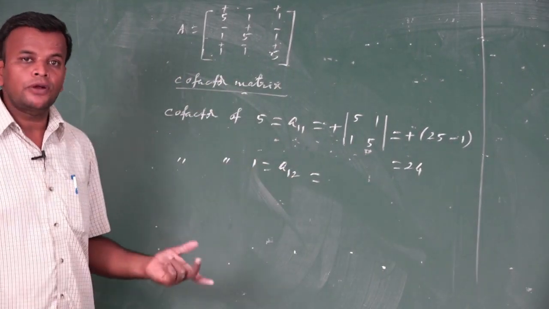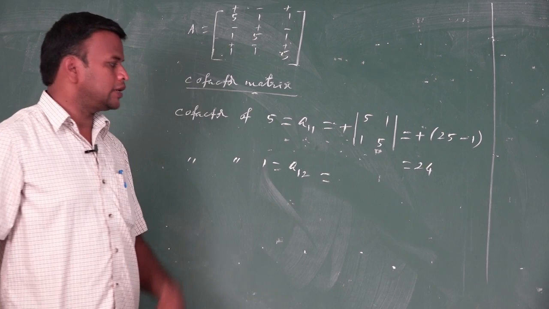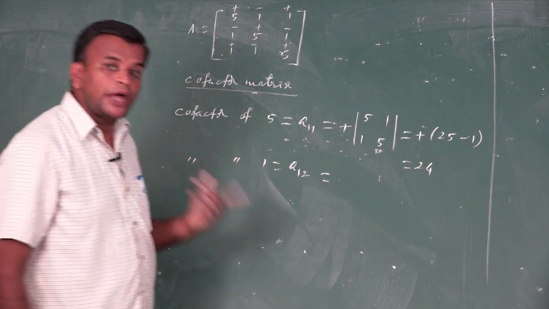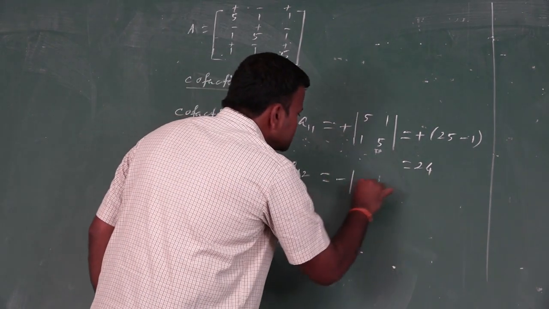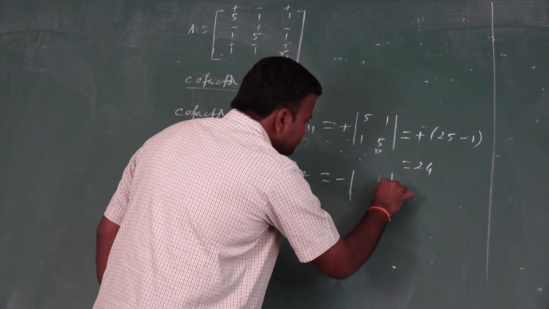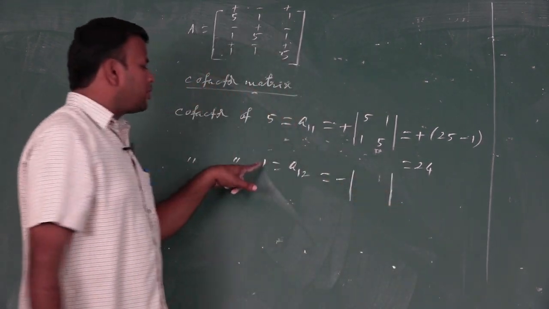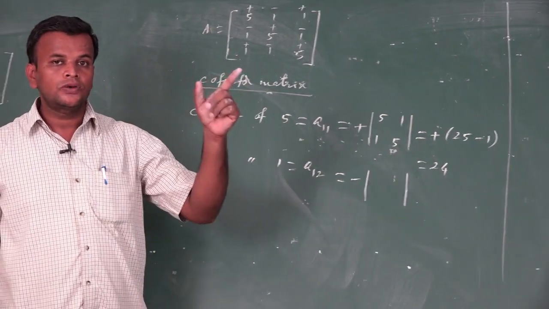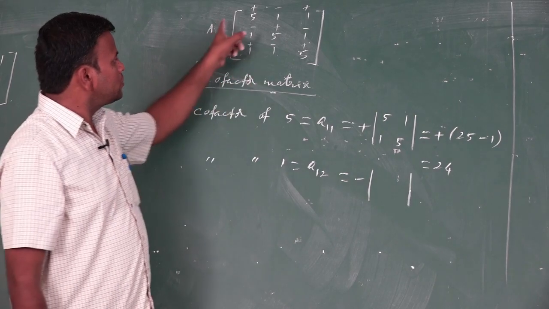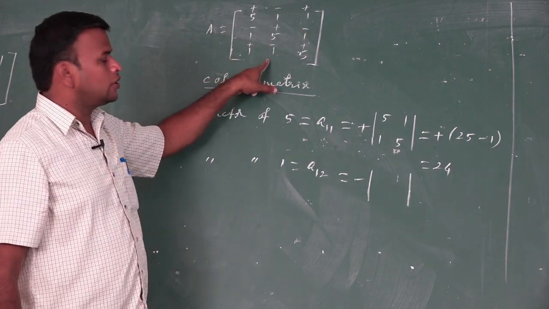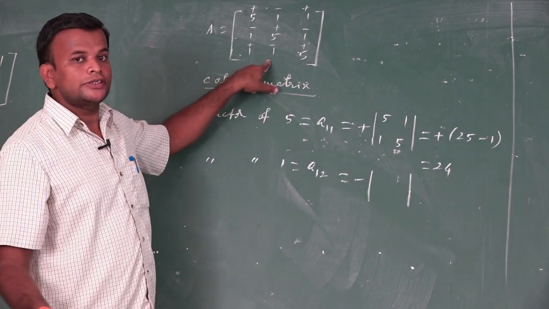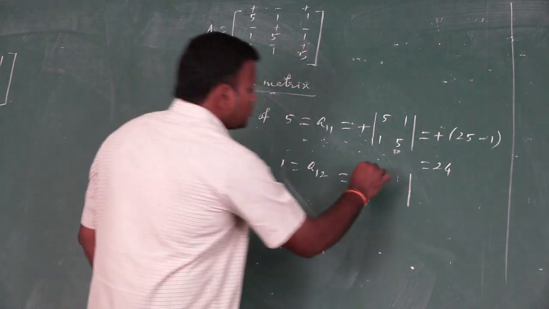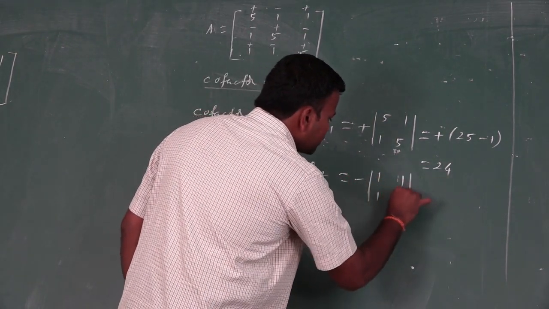A12. A12 means the first row and second column element. The sign of this place is always minus. Okay, the sign is minus. So I put minus. The number 1 occurs in the first row and second column. We leave the first row and second column. What are the remaining elements? 1, 1, 1, 5.